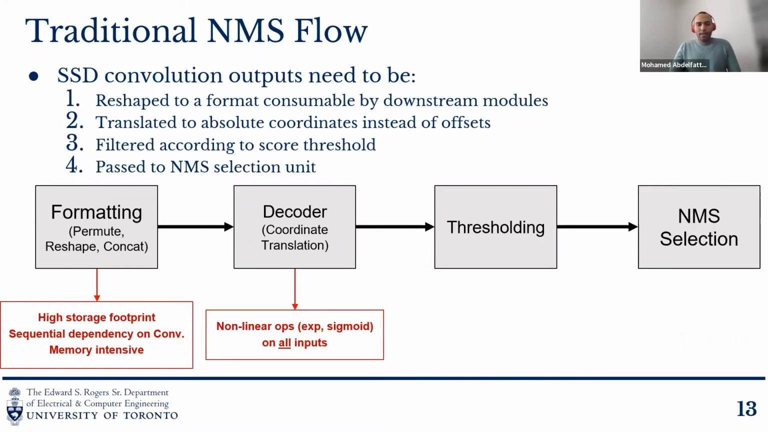The second thing is that this decoding stage involves a lot of nonlinear operations, such as exponentials and sigmoid. This is expensive to perform on all the boxes coming from the convolutions, where we actually know that after the thresholding, we'll end up with a much smaller number of boxes that will be passed to the NMS selection. So we have done all those nonlinear operations on the boxes, but we actually do not need all of that.